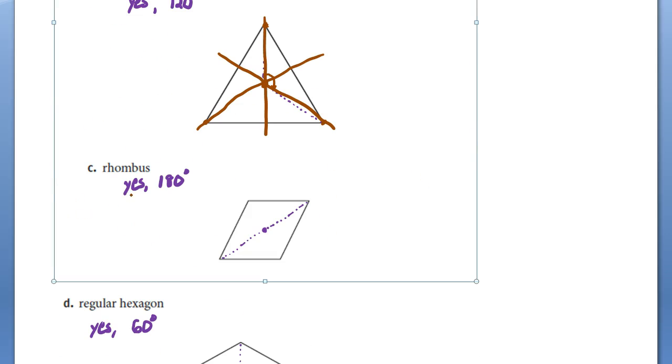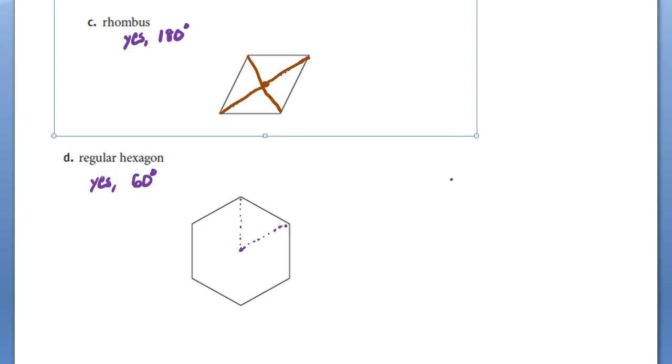Question C, how about this rhombus? Well, yes, it does have rotational symmetry. If you find the exact center and you were to rotate it 180 degrees, that rhombus would look just like it does right now. Does it have any lines of symmetry? Yes, it does. You could split it there, and if you fold it, it would line up perfectly, or you could split it here. So yes, it has lines of symmetry and it has rotational symmetry.